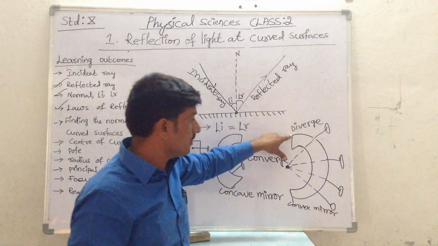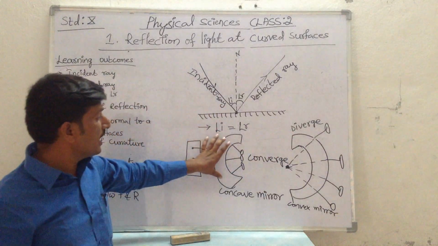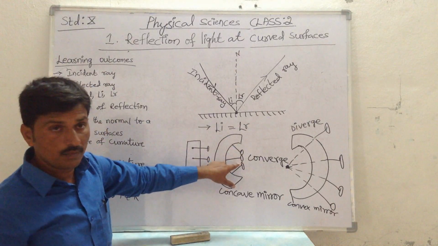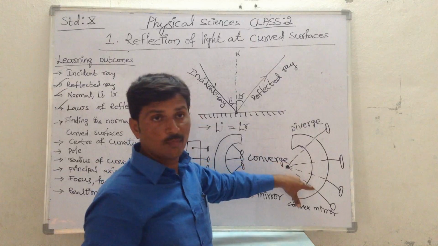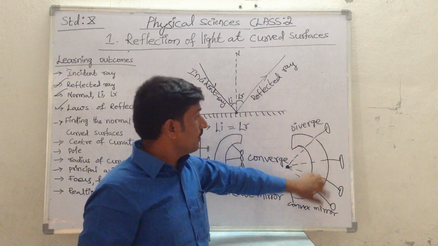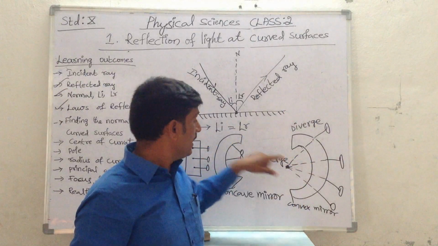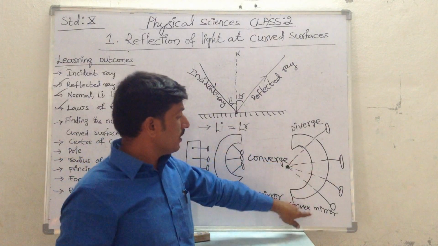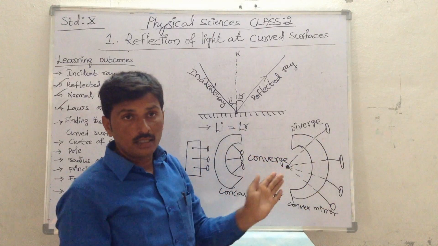So by this we can understand that for the concave mirror, the inner surface acts as the reflecting surface, and for the convex mirror, the outer surface acts as the reflecting surface. In the concave mirror, all the rays converge, and for the convex mirror, all the rays diverge.